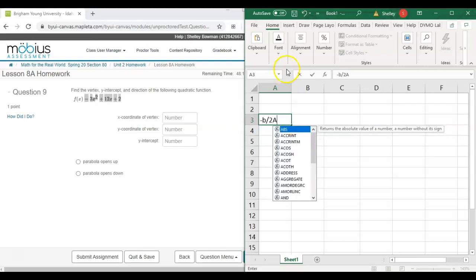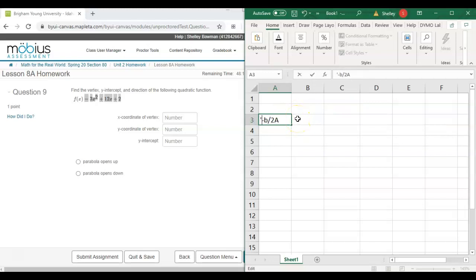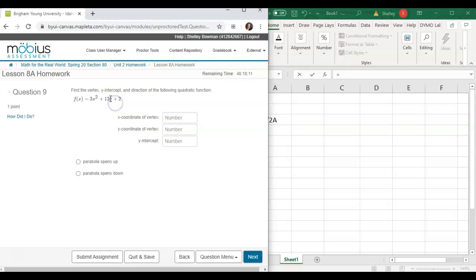Nope, it still wants to. So we're going to say that this is text. I'm going to do a little quote right there, and that'll say that I'm working with text and not that I'm trying to do a calculation. All right, but this next one, I'm going to do a calculation.